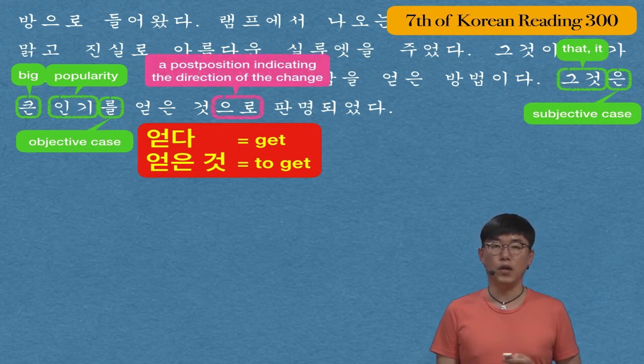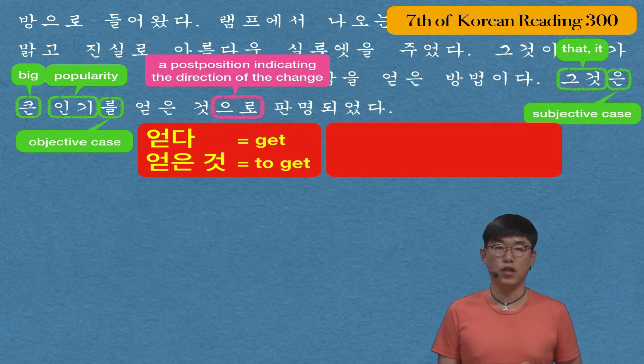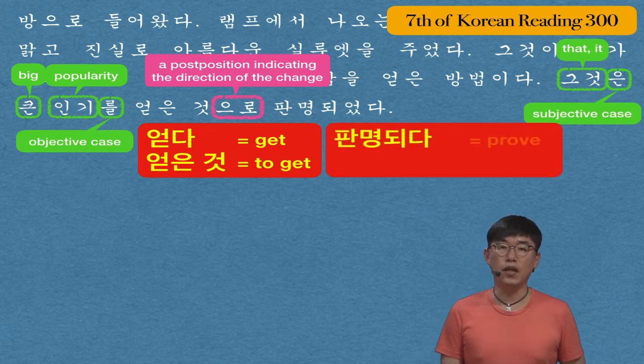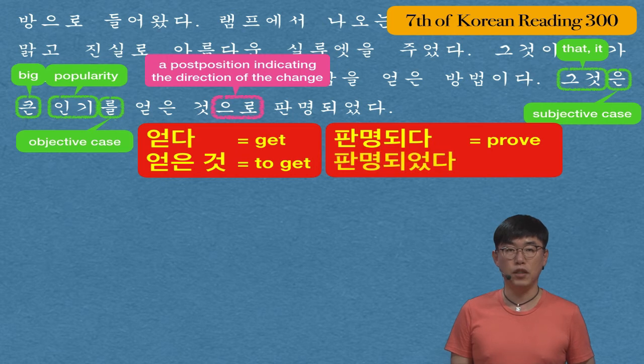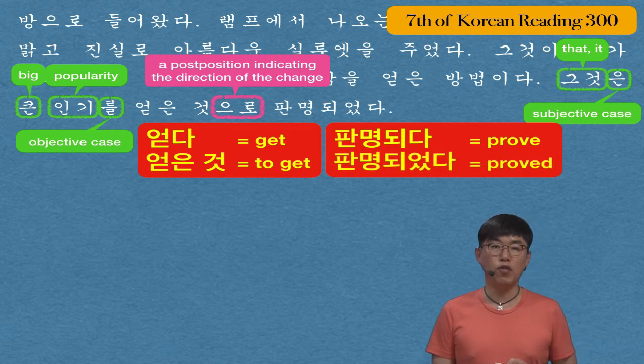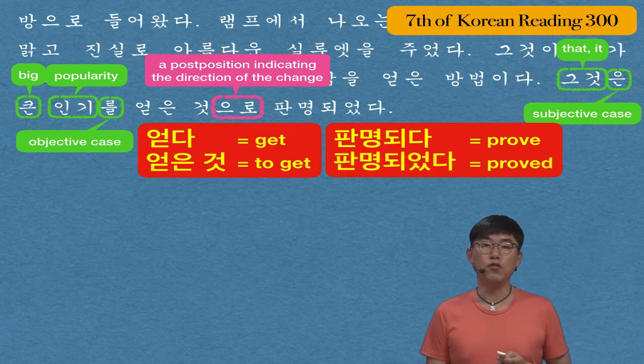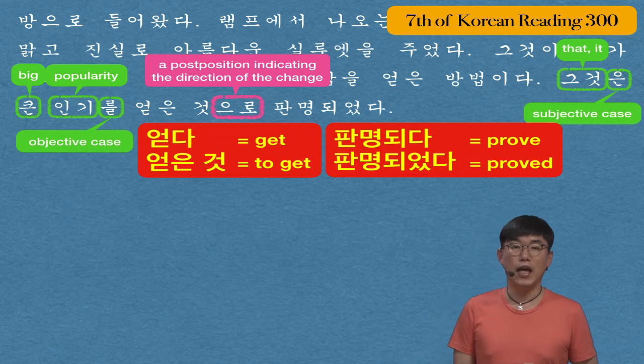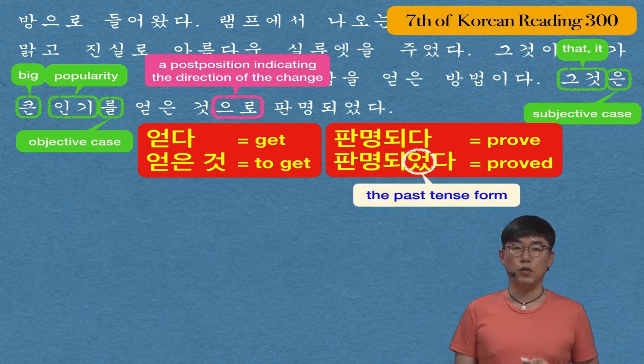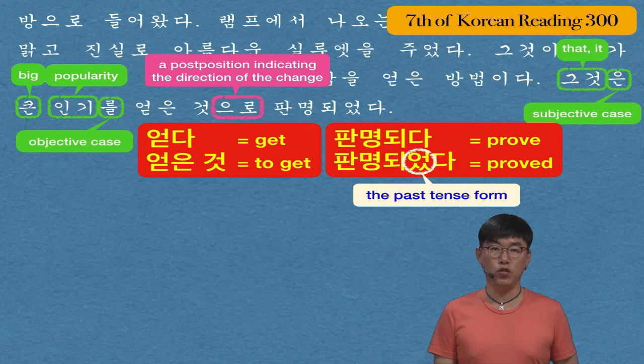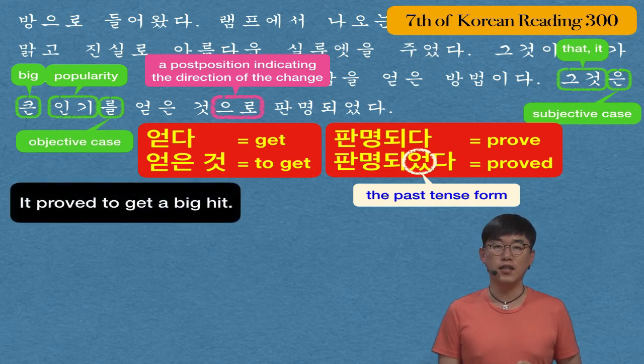And 으로 is one of the postpositions indicating the direction of a change. And 판명되었다 came from 판명되다, which means to prove as an intransitive verb. So 판명되다 doesn't need an object, right? And the letter 었 is placed between 되 and 다 in order to make the past tense form of the verb. So 그것은 큰 인기를 얻은 것으로 판명되었다. It proved to get a big hit.